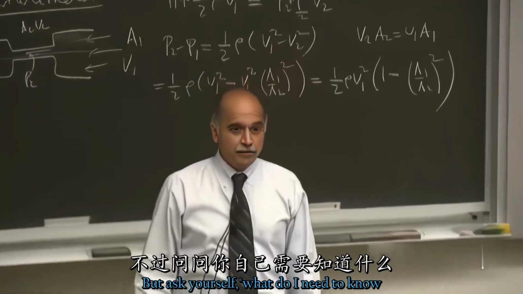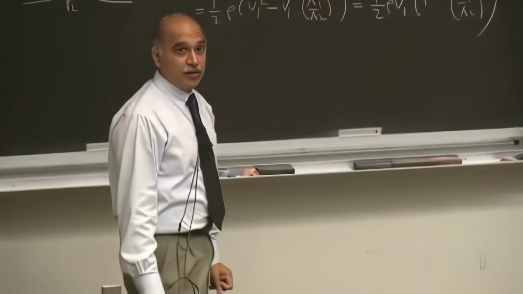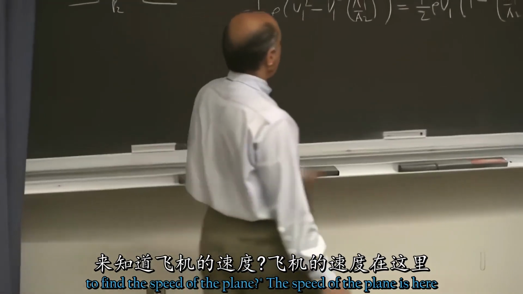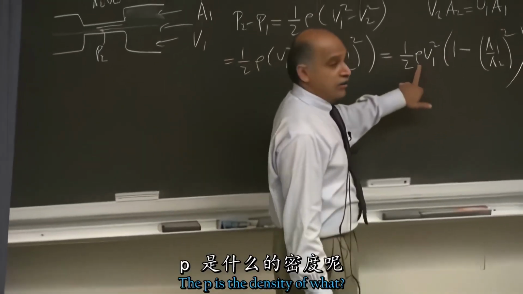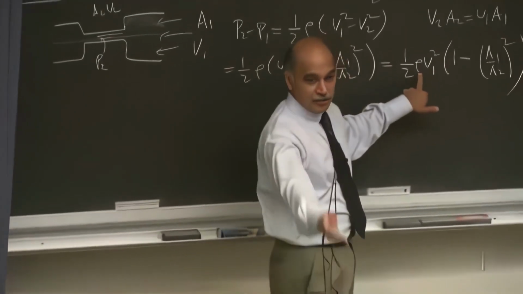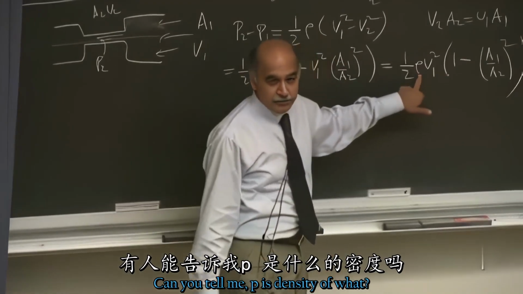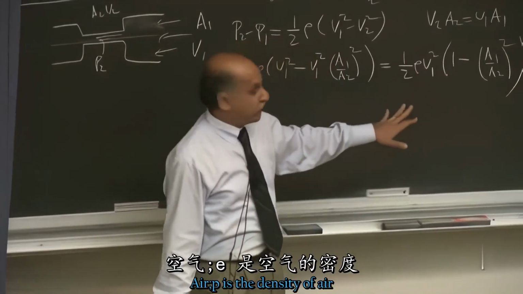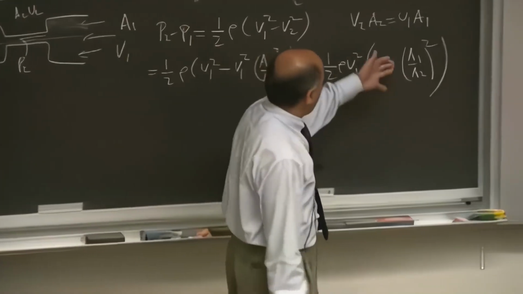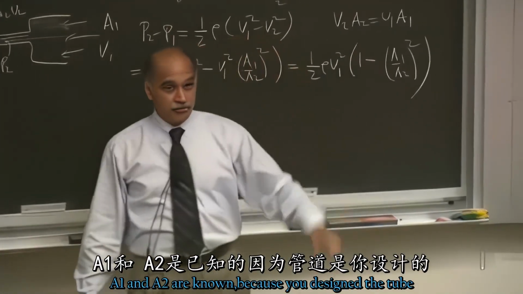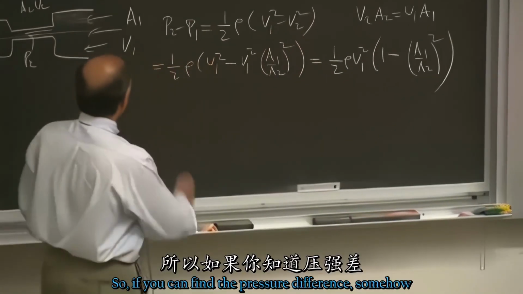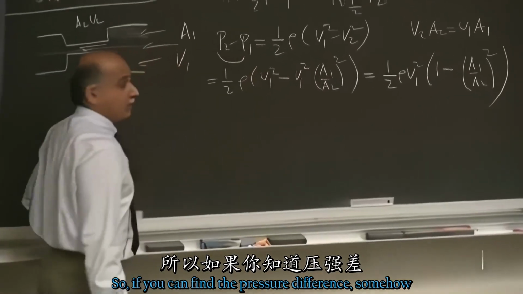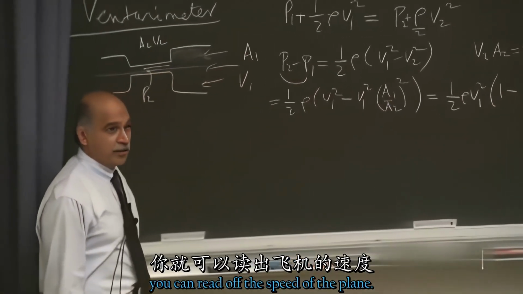But ask yourself, what do I need to know to find the speed of the plane? Speed of the plane is here. Rho is the density of what? Can you tell me? Rho is density of what? Air. Rho is the density of air. A1 and A2 are known because you designed the tube. So if you can find the pressure difference somehow, you can read off the speed of the plane.